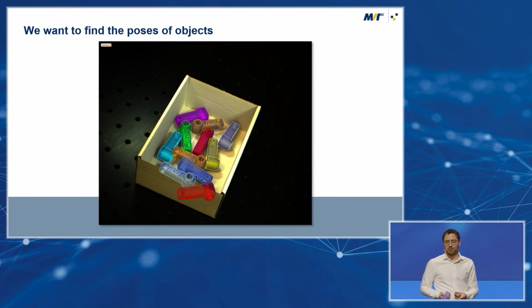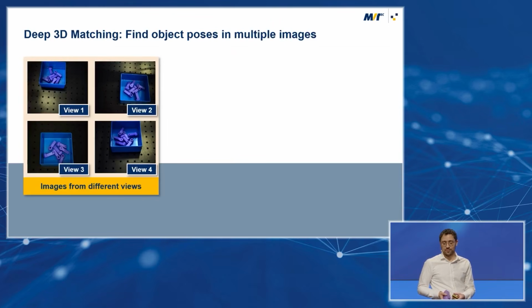And Deep 3D Matching is exactly that. We've devised a way that uses deep learning to robustly find a plurality of objects in arbitrary locations, and it's very robust against a wide variety of different challenges that you might come into contact with. So today, we will introduce the technology to you.